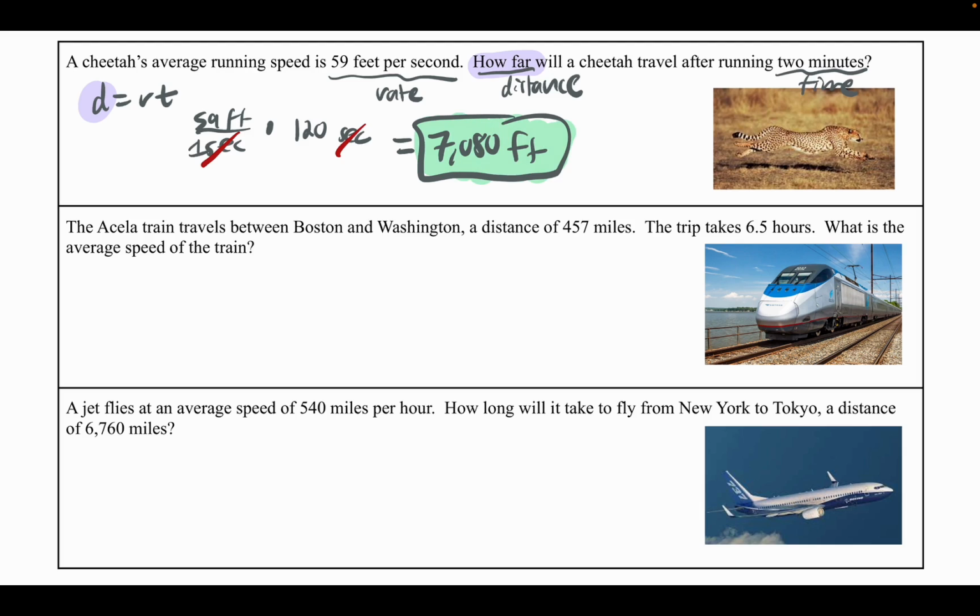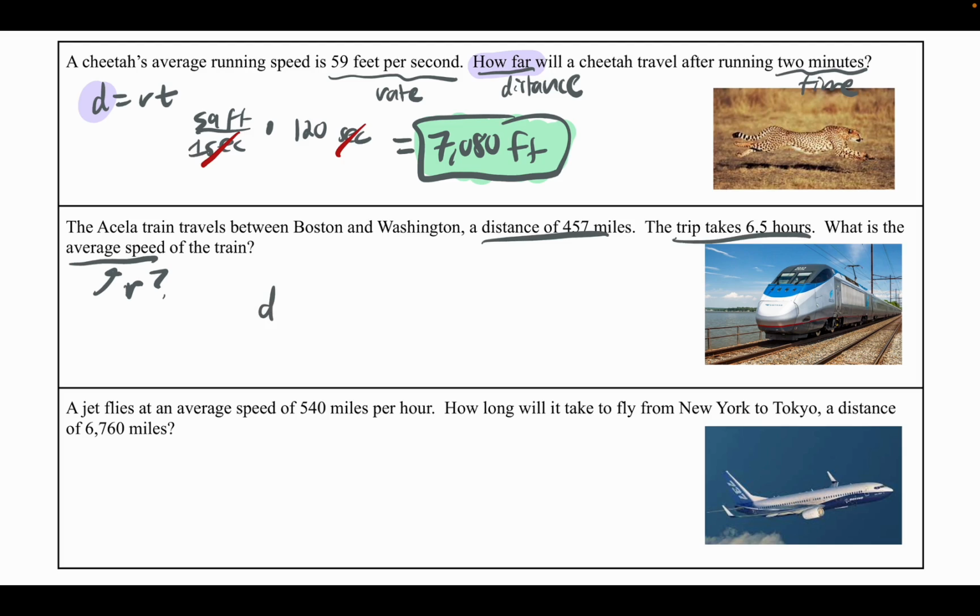Right below that, there's a train that travels between Boston and Washington, which is a distance of 457 miles. The trip takes 6.5 hours. What is the average speed of the train? And so you can see what we're trying to figure out is the rate. We are given that the distance is 457 and the time is 6.5.